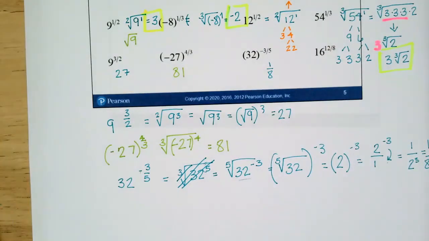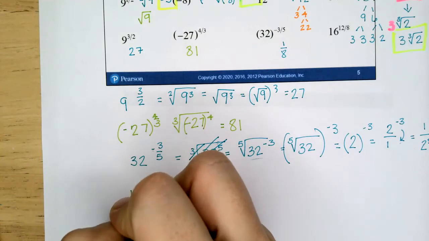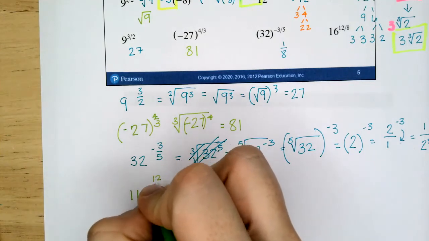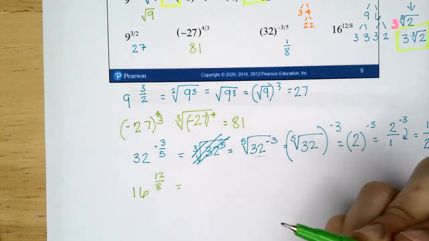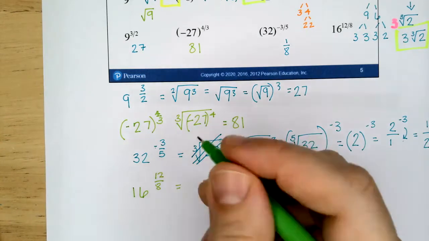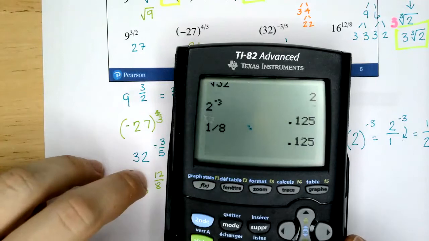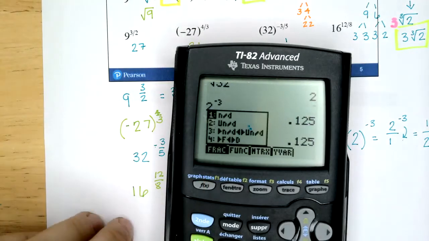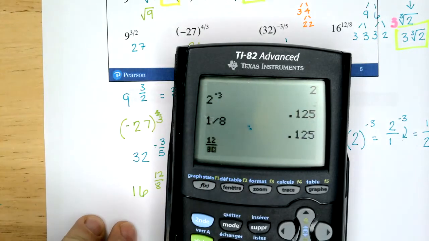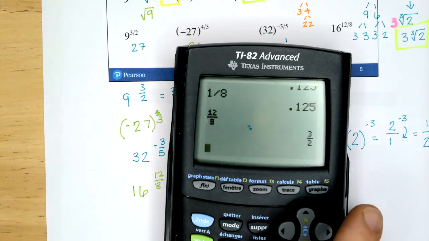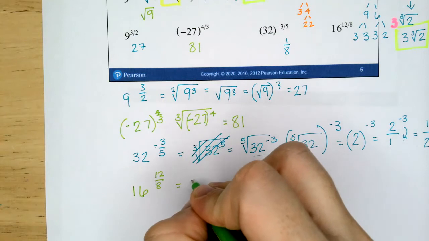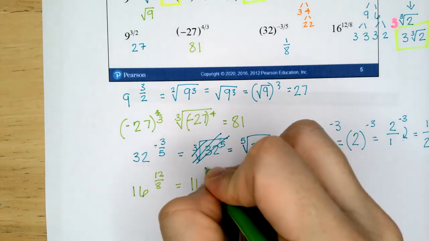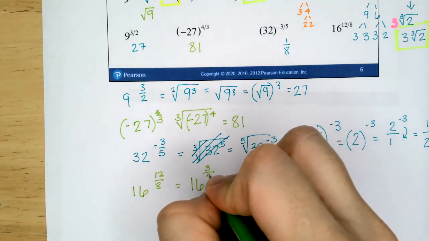And then the last one is 16 to the 12/8. So those are big numbers. I also know that they're both even and they're both divisible by 4, so I can just divide by 4, right? 12, let's look at this. 12 divided by 8 can be changed to 3/2, because if I divide both of those by 4, 12 divided by 4 is 3, 8 divided by 4 is 2.